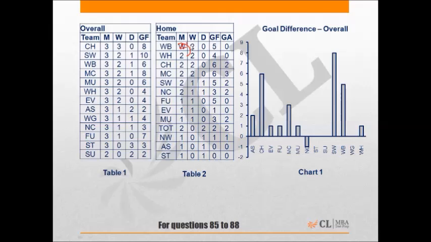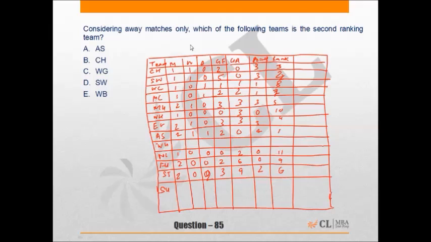On the basis of these two tables and chart, we can find all info for away matches. For CS, it is 1, that is CS has played 1 match away and it has won that match, therefore draw is 0. Goal for is 2, that is in that match CS scored 2 goals. Goal against is 0, it means it did not concede any goal.